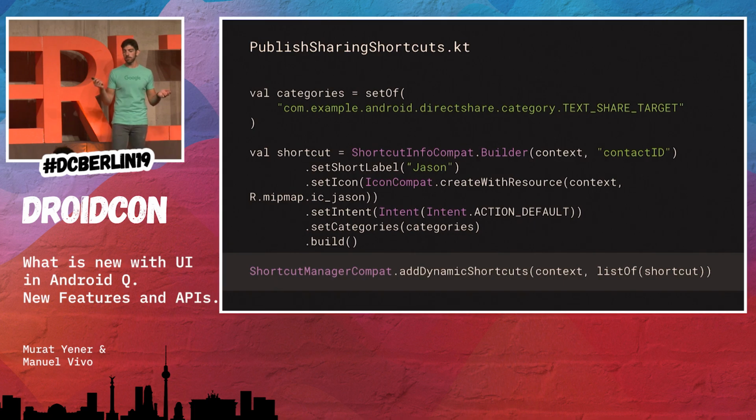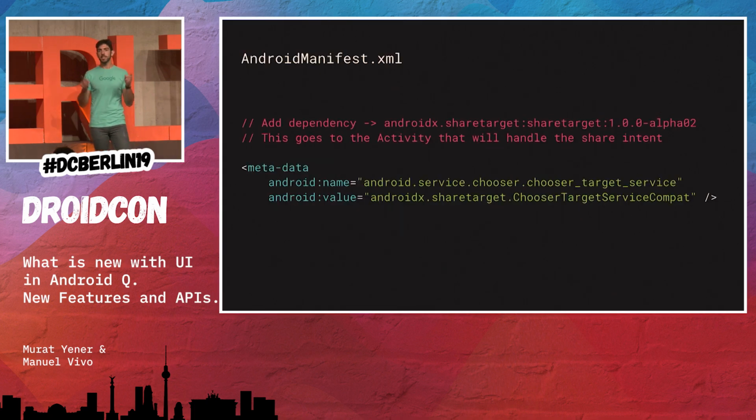To make this backward compatible, you just have to add this piece of metadata tag to the activity that will handle the sharing intent. And in this case, it's the SendMessageActivity. And you just have to copy-paste this code. Nothing changes. And for that, you have to add the dependency on the sharetarget AndroidX library. And at this moment, it's in alpha.